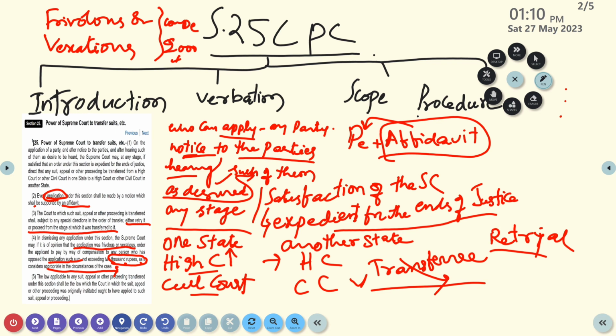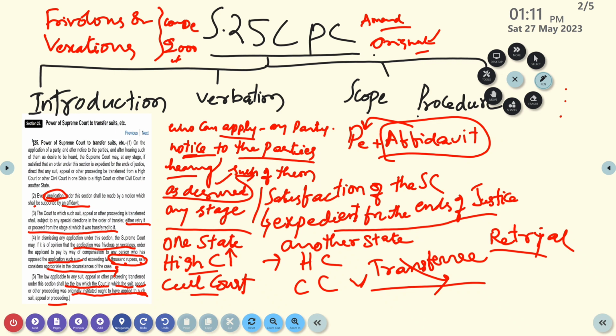Though it is transferred to the transferee court, the original law applies. That means the law which the court in which the suit or appeal was originally instituted ought to have applied to such suit or appeal. Suppose any amendments are there from state to state, then the original court's statute is applicable. So that is clause 5 of section 25.